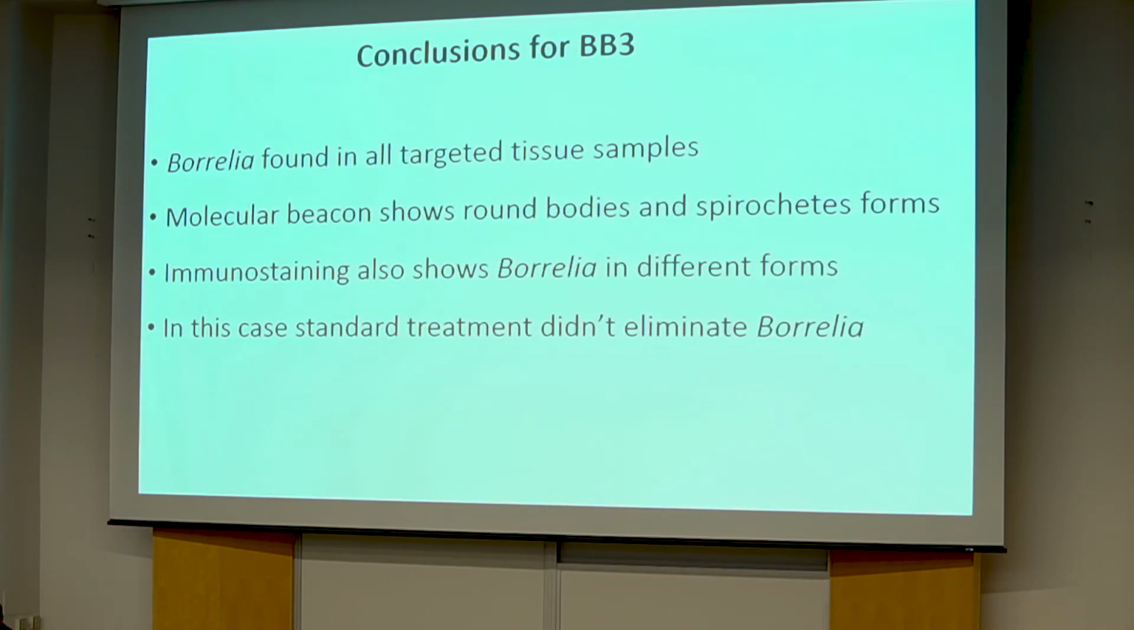To conclude for BB3, we can say that Borrelia was found in all targeted tissue samples, and molecular beacons show round bodies and spirochetal forms. Immunostaining also shows Borrelia in different forms. In this case, standard treatment didn't eliminate the Borrelia.